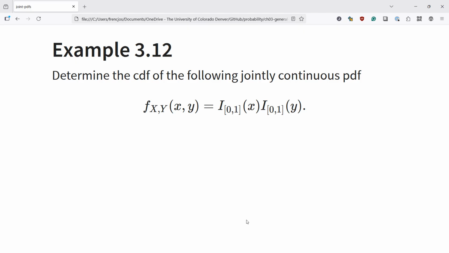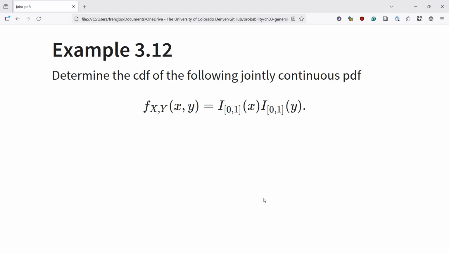So let's do an example of this. This is example 3.12 in the book. We're going to determine the CDF of the following jointly continuous PDF. And so we have our joint PDF notation here, and it looks like it's just the indicator variables from 0 to 1 for x and 0 to 1 for y, which really means that this is a uniform PDF where x and y form the unit square, and then it's 0 anywhere outside of that range.